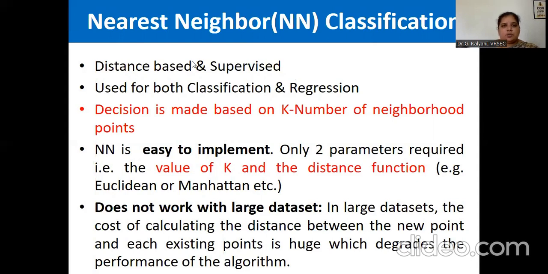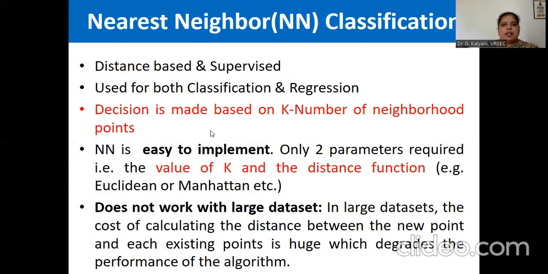It is a distance based model which belongs to the category of supervised learning, meaning a label is mandatory to apply nearest neighbor classification. One advantage is that it can be used both for classification as well as for regression tasks. If you recollect the difference, classification is the task in which your label is a string or a categorical label. Regression is the one in which your class is a continuous attribute.